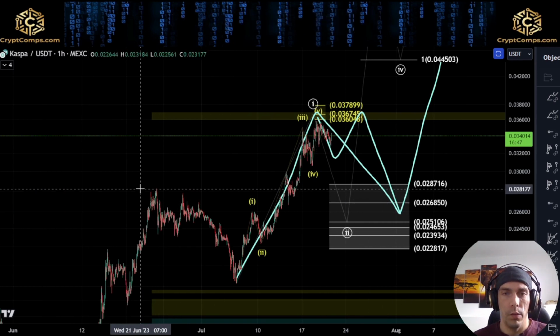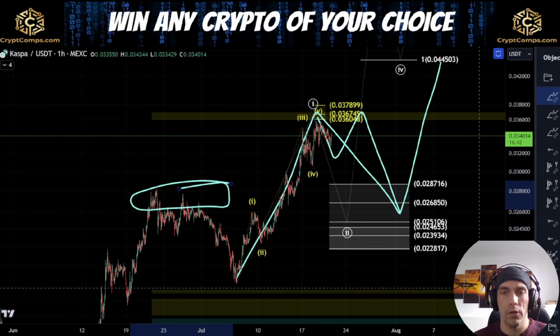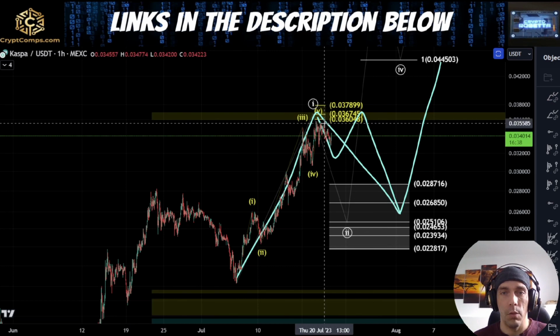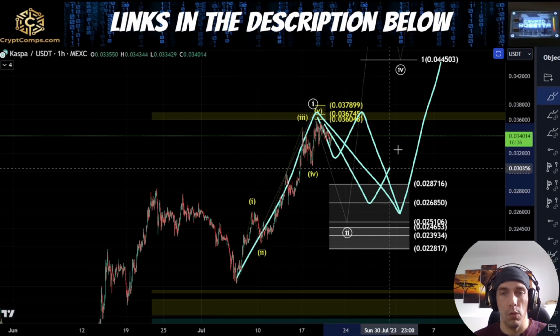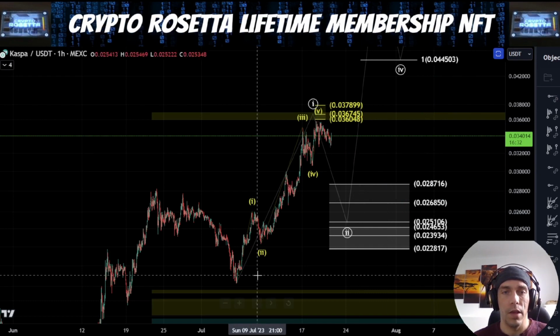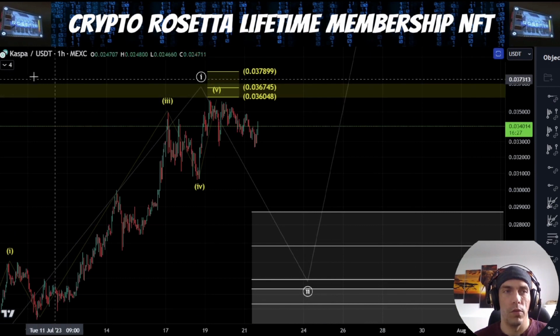This area here of this 382 and this 50% would be quite interesting for some kind of a reaction, obviously because we have structure in this zone. So it doesn't necessarily mean that that would have to be the end of it. It could be we get a move down here, we get a bounce up, and then we look to retest lower. But effectively, this would be our secondary support zone if we start to lose these higher zones here.